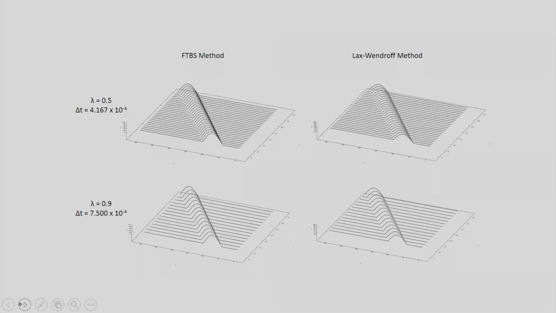It is a 3D plot. This is your FTBS method, and this is your Lax-Wendroff method for two different lambda values. Lambda is equal to 0.5, where delta t is given as this, and for lambda is equal to 0.9, the delta t is given like this. This axis is u, this axis is x, and this axis is t.